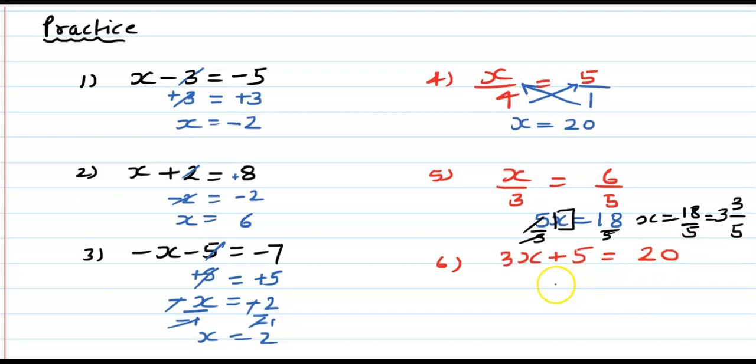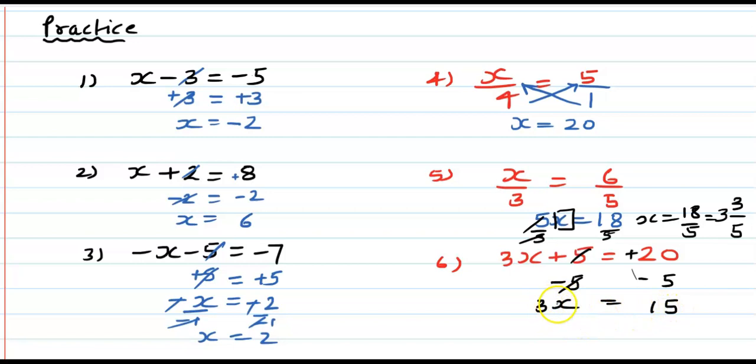Okay, 3x plus 5 and 20. So what you need to do here, you can do minus 5 both sides. So plus 5 minus 5 cancel. Here we are left with 3x. There is no sign, it means there is a plus sign. So plus and minus, opposite sign means take away. So 20 take away 5 is 15 and big number sign.